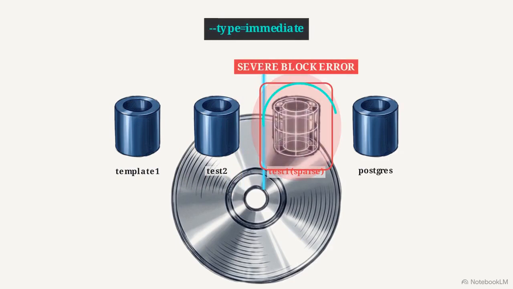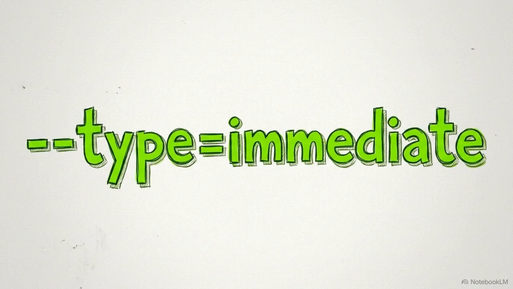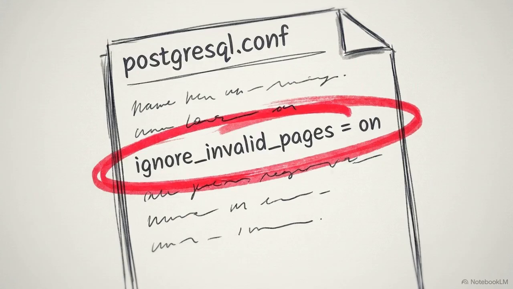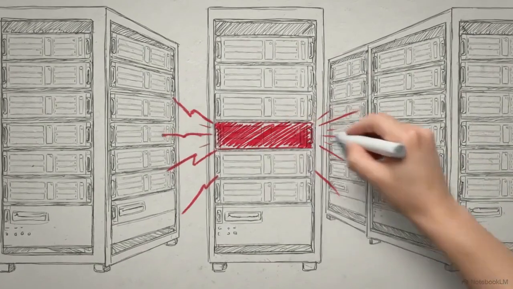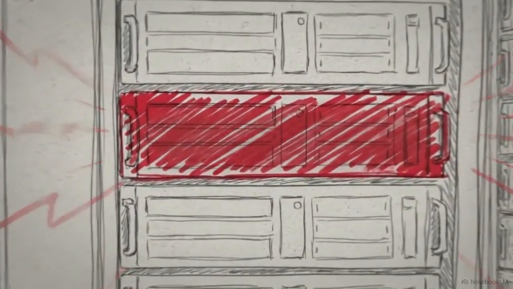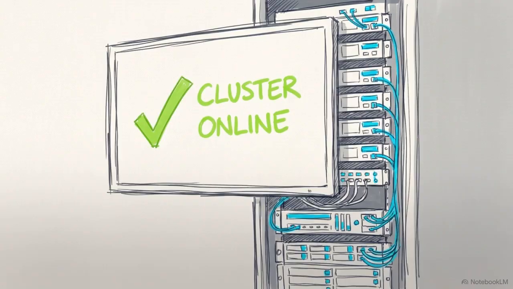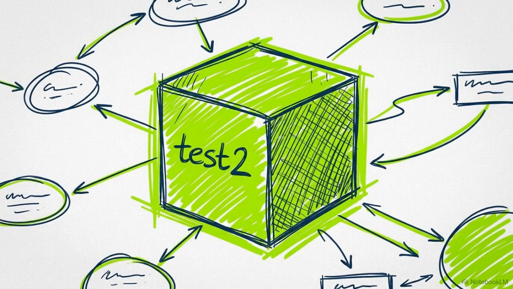To complete the process, explicitly tell Postgres to ignore these empty blocks. This is done by adding the --type=immediate flag to the restore command. For PostgreSQL 13 and newer, you can also set ignore_invalid_pages in your configuration. Without this override, PostgreSQL's self-preservation mechanics will interpret the sparse files as corruption and prevent the cluster from starting. With the overrides in place, recovery finishes and the cluster starts. The target database, test2, is fully operational and its data is accessible.